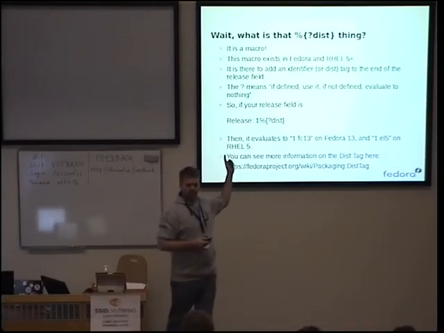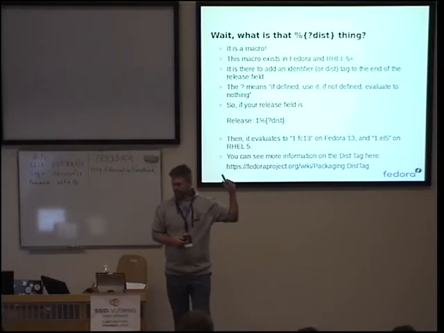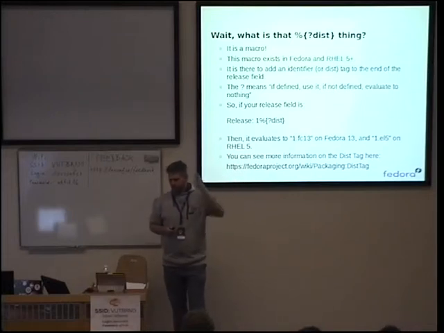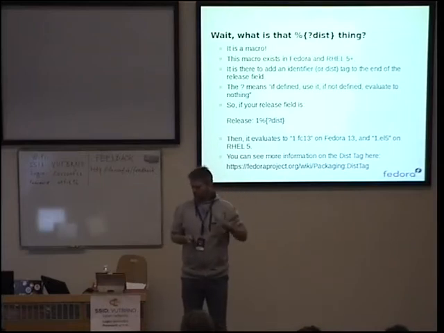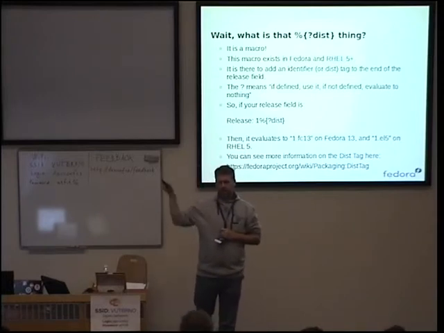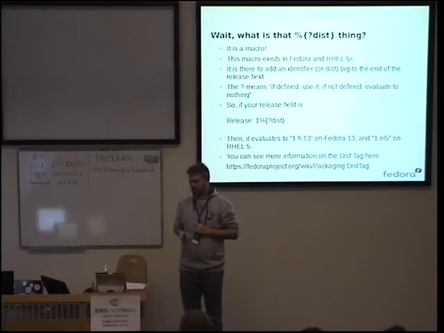Okay, but we didn't use just the number there. We used some weird macro there. So what's the dist macro? What is this thing? It's a macro. This macro exists in Fedora and RHEL, even RHEL 5. And it's another identifier to mark differences between various distributions. In Fedora, it is fc and the number of the Fedora version. In RHEL, it is el and the version of the RHEL.